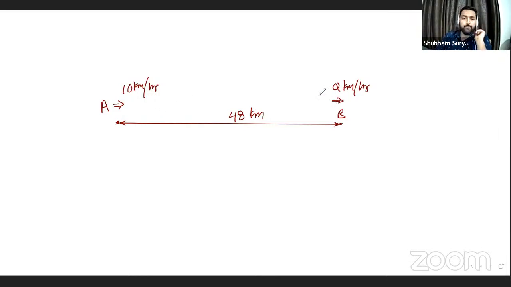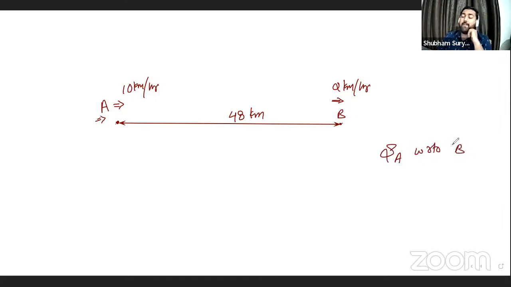ठीक है, आपको पूछ रहा है कि the person A is moving towards at 10 kilometer per hour, B is moving towards at 2 kilometer per hour. Find the time taken by the person A to meet the person B. ठीक है, what you will do, you can just use the concept of relative speed, guys. You will figure out the speed of the person A with respect to the person B.